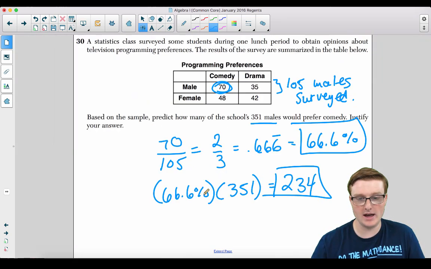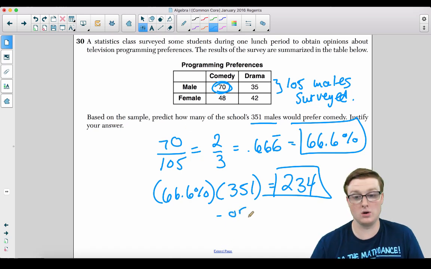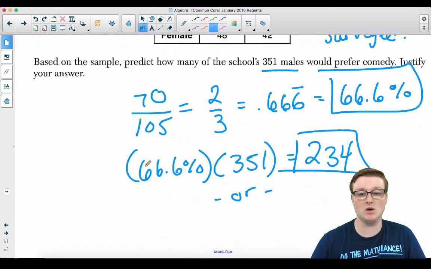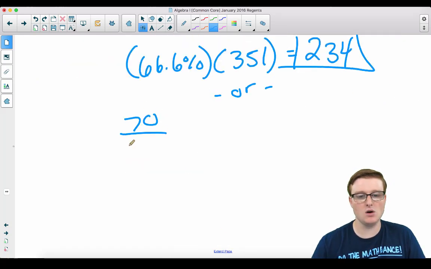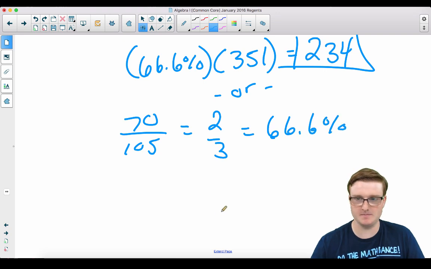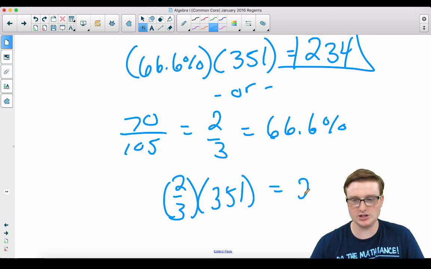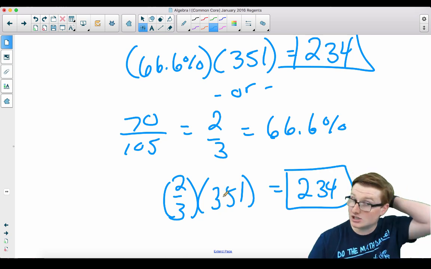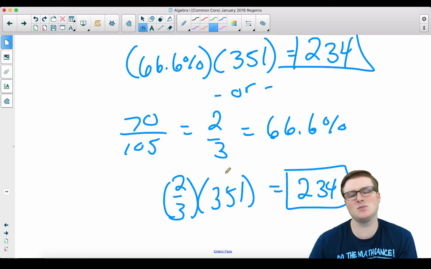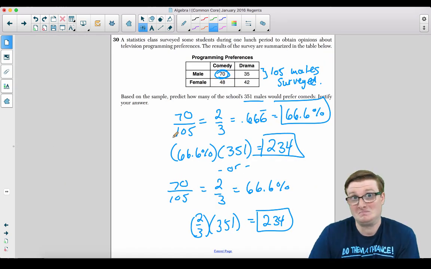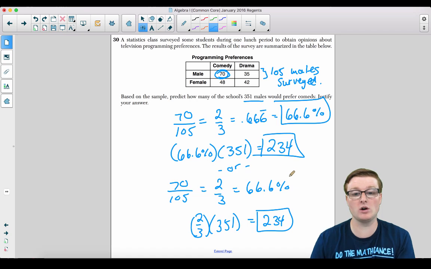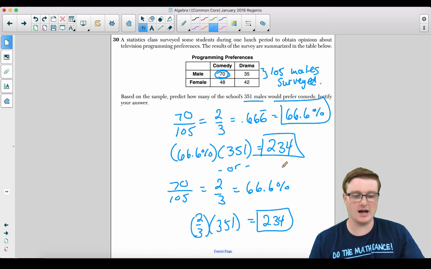Now, you could do it that way, or you could do it this way. You could take 70 over 105, and that's, again, 2/3, which is 66.6%. Then you could just take the 2/3 times the 351 people, and you just get 234. So 2/3 of 351 is 234, which is again the same thing as multiplying by 66.6%. It's just another way of expressing this answer. That's basically it. So 234 students who are male would prefer comedy in the school.